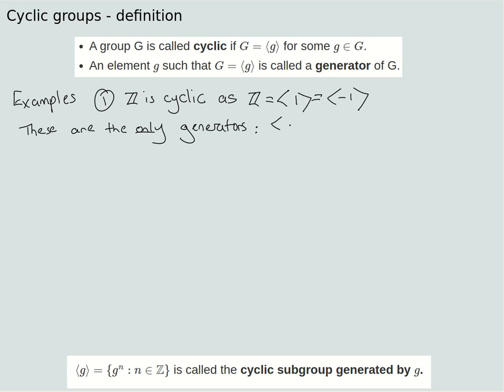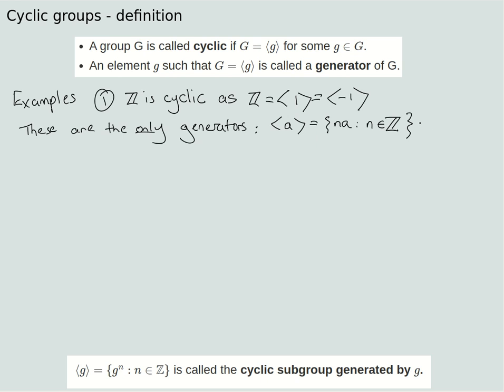The reason that these are the only generators is if you think about the cyclic subgroup generated by some integer a, well, that is the set of all powers of a in our group theoretical sense, so the set of all things which you can get by combining a or -a with itself using our group operation, which is addition. So what you can get is all the multiples of a. So we might write that as na for n in Z. And if a is not 1 or -1, then there are integers which are not multiples of a.